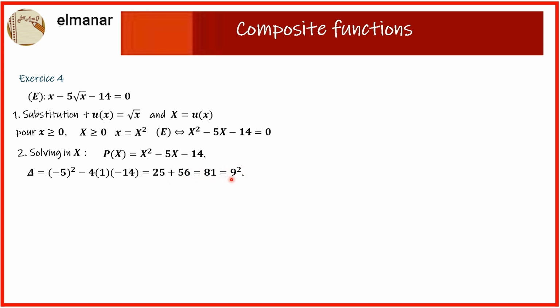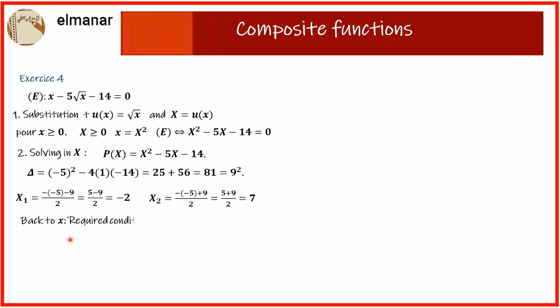That is 9². The two roots are X1 equal to (−(−5) − 9)/2, which is (5 − 9)/2, giving −2, and X2 equal to (−(−5) + 9)/2, which is (5 + 9)/2, giving 7.